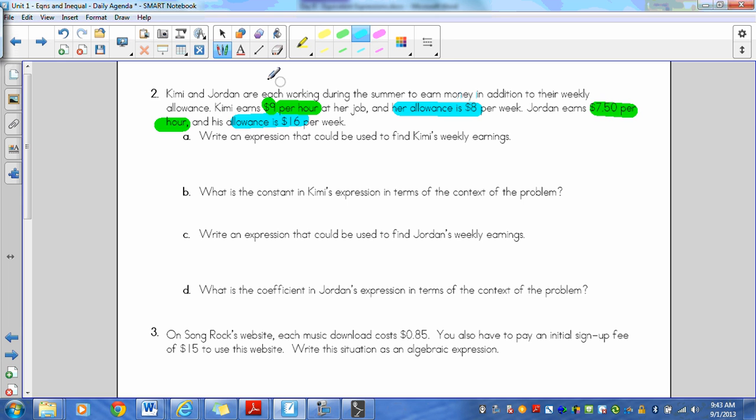Now this is tricky because people are going to think, well, what's the variable? Is it the hours or is it the weeks? And here's the key. We're talking about 1 week. What is she making in 1 week? So the variable is therefore the hours. So I'm going to let h equal hours.